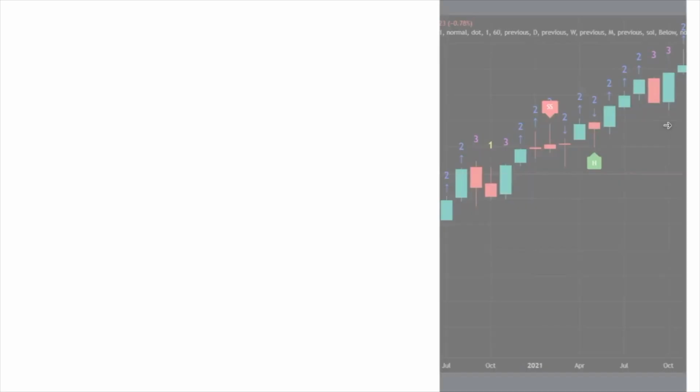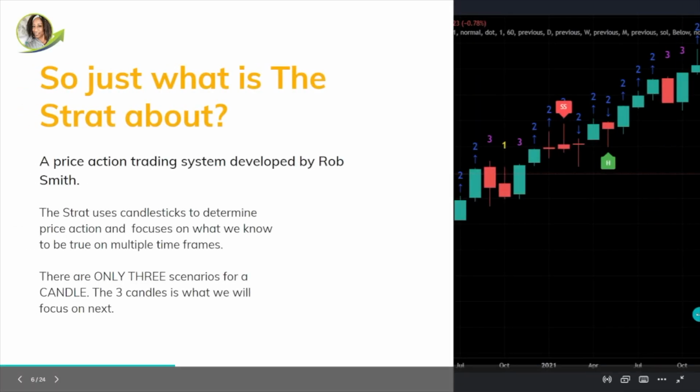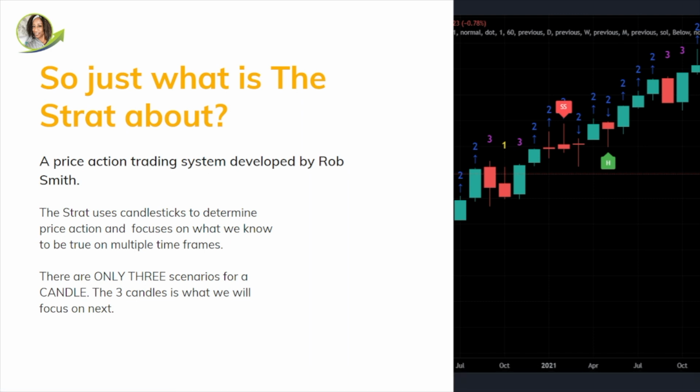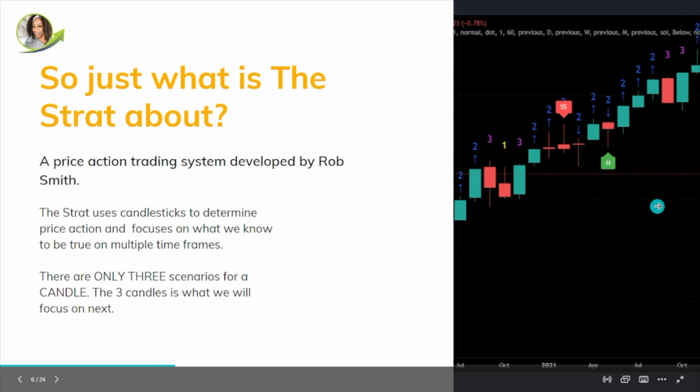Okay, let's get started. So just what is the Strat about? It is a price action trading system developed by Rob Smith. The Strat uses candlesticks to determine price action and focuses on what we know to be true on multiple time frames. And there are only 3 scenarios for a candle. The 3 candles is what we're going to focus on next.